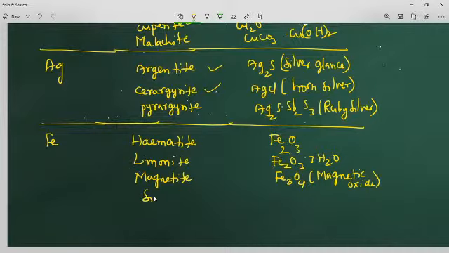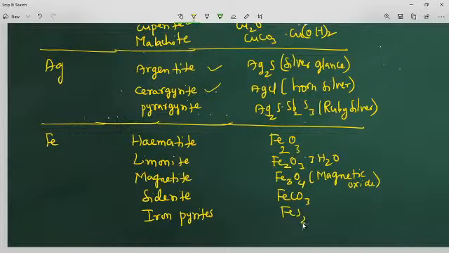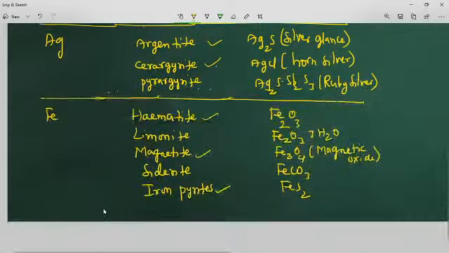And siderite. Siderite is another one, that is FeCO3. Another one is iron pyrites, nothing but Fe2S. Among these, iron pyrites, magnetite and hematite are the most important ores of iron, we can say.